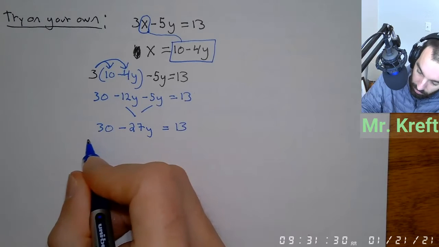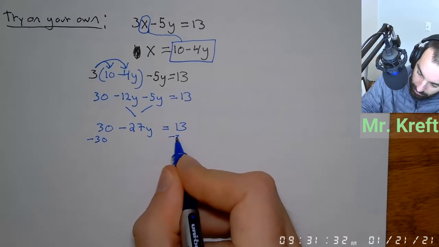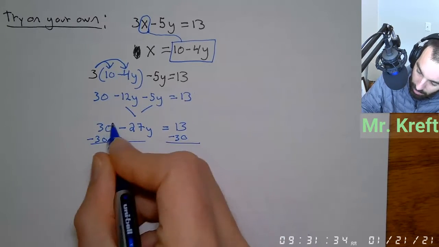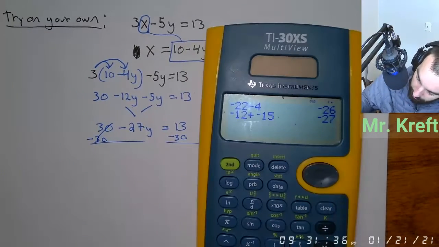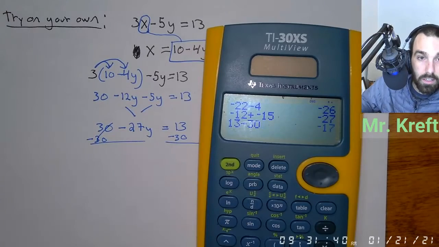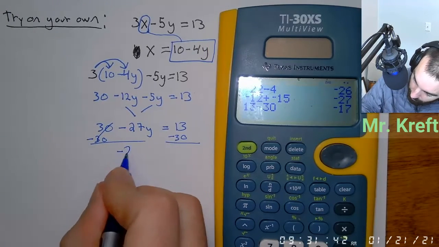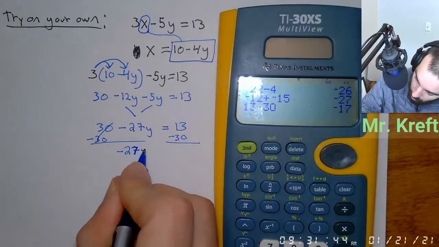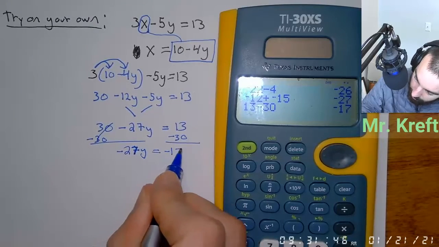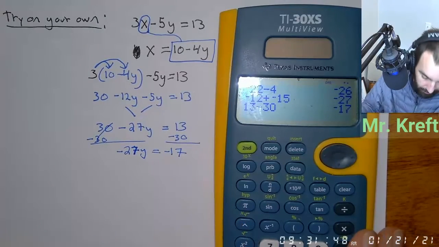So this is a positive 30, so I'm going to subtract 30 from both sides. These are some awkward numbers, aren't they? They definitely didn't give us the nicest of numbers. So the calculator will take care of that for me. So I get negative 27y equals negative 17.